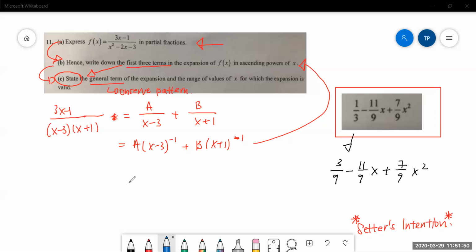So 100% we know that it must be x to the power of something, we use any letter, we say r, okay, x to the power of r. So we know x to the power of r is definitely part of the pattern. Then now we look at 3/9, 11/9, and 7/9. I understand that here there's a negative sign, but let's deal with this first. From 3/9 to 11/9 to 7/9, how are we going to do that?